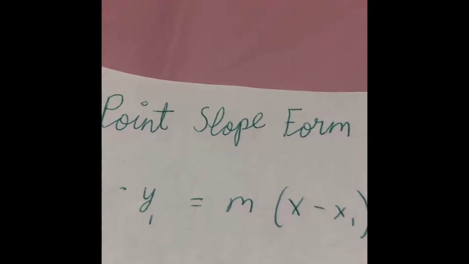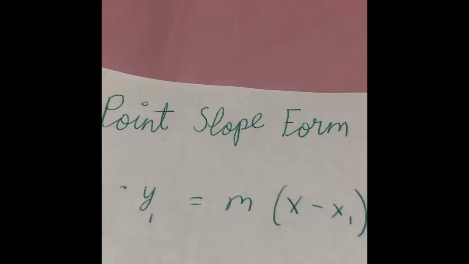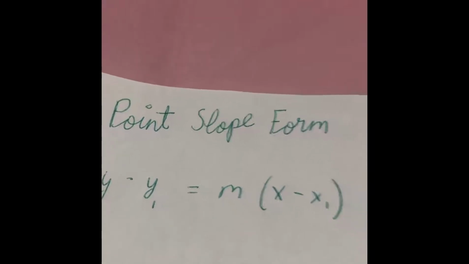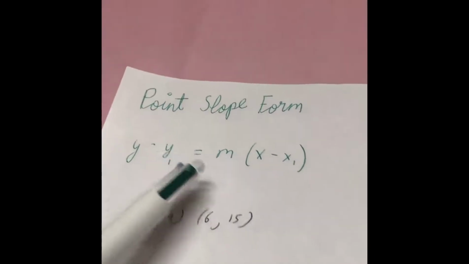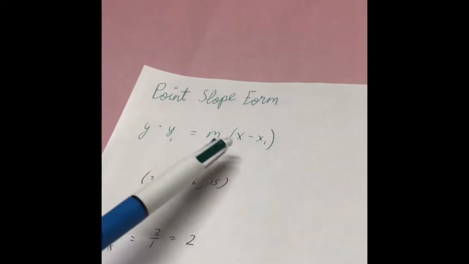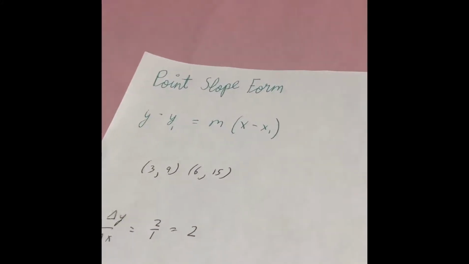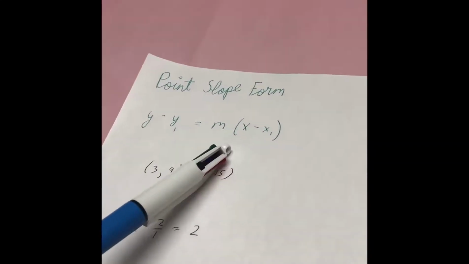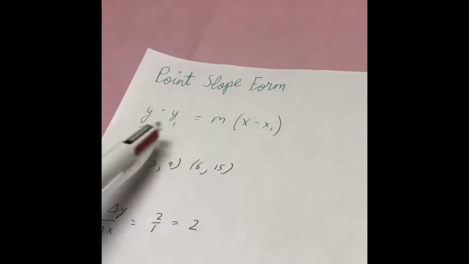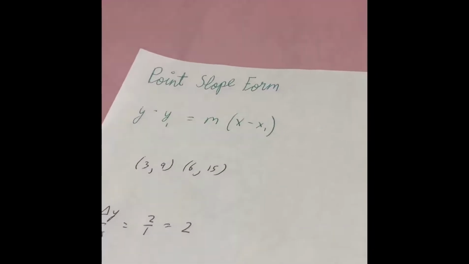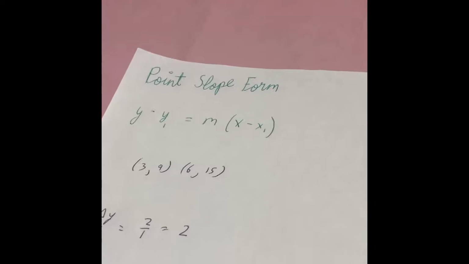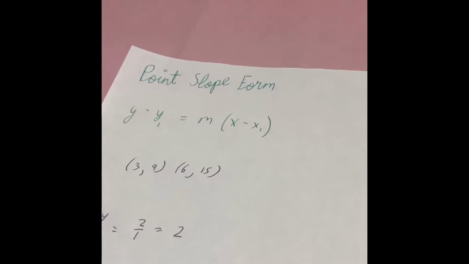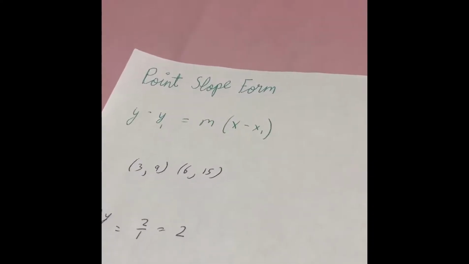So what is the point-slope formula? The point-slope formula is y subtract y1 equals m, and in parentheses x subtract x1. m is the slope of the line, and x1 and y1 is the point you choose from a table or graph through which the line passes. Now let's talk about a couple of examples.